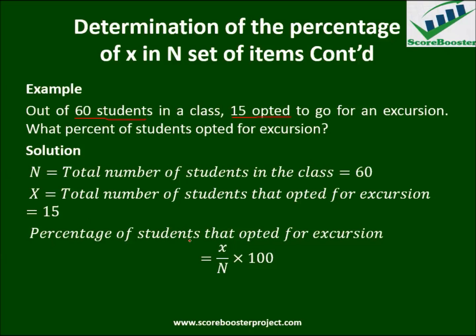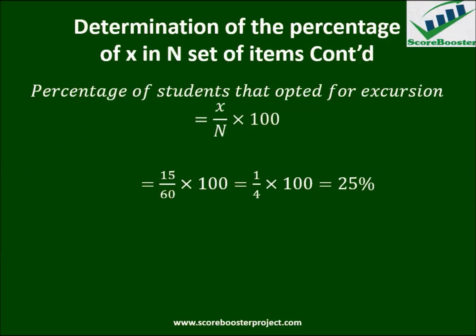So the percentage of students that opted for the excursion is equal to the number of students that opted for the excursion divided by the total number of students in the class, which is x over n times 100%. That is 15, the number of students that opted for the excursion, divided by 60, the total number of students, times 100%, which is 1 over 4 times 100%, equal to 25%.